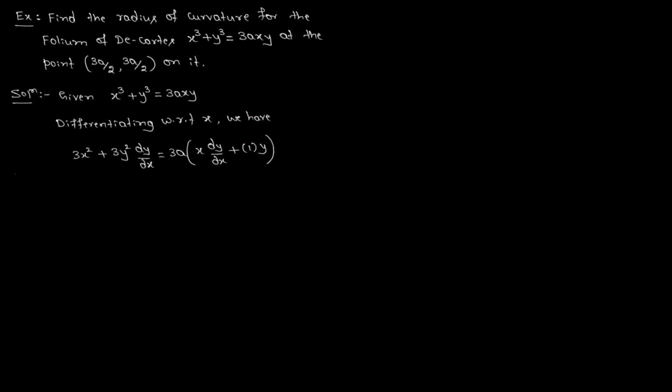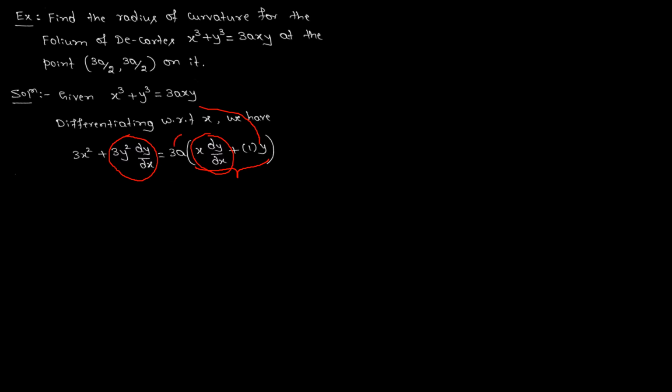Y as it is, we have kept the second function as it is. So this is a product rule. We are done with the product rule. Now we need to separate our dy by dx, because this term contains dy by dx and this term also contains dy by dx.